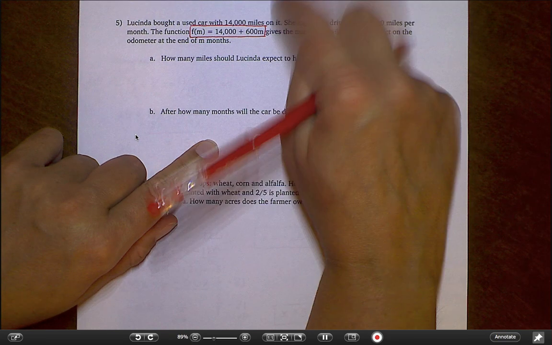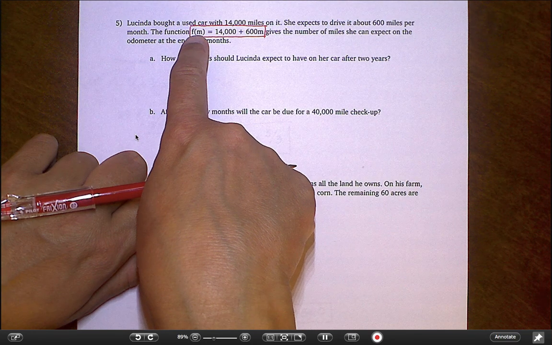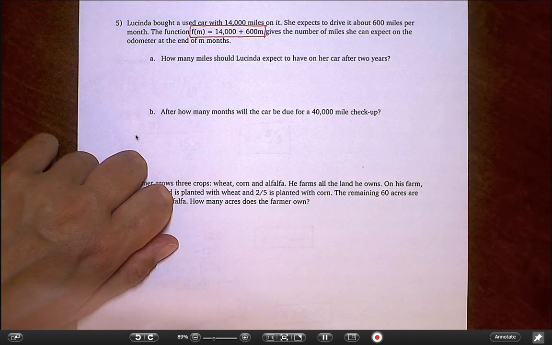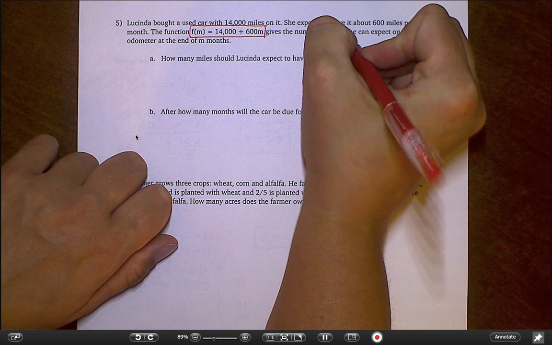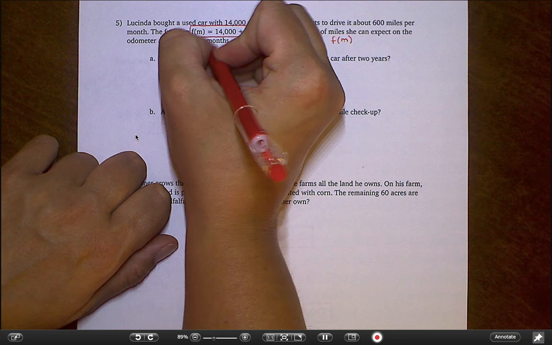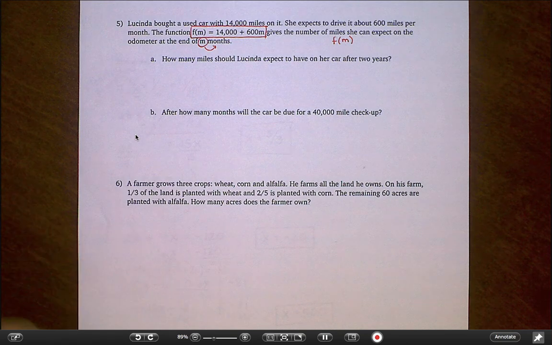So I know that M represents the number of months, and then the output here, the F of M, is the number of miles that I can expect my odometer to have. So this is F of M, and this is M. M is the months.